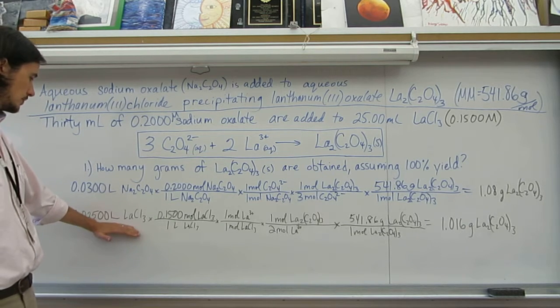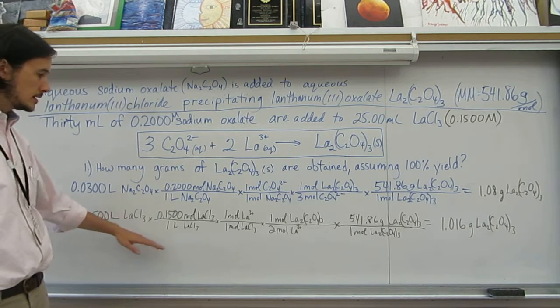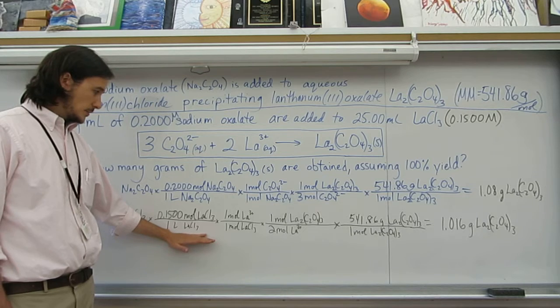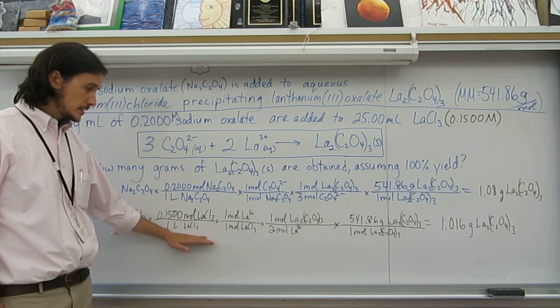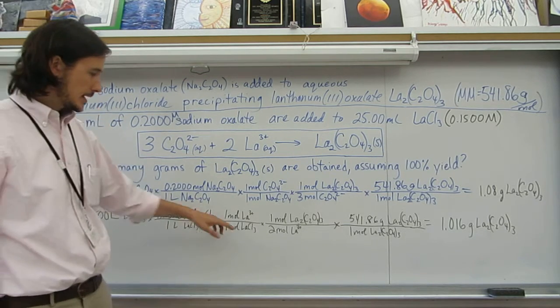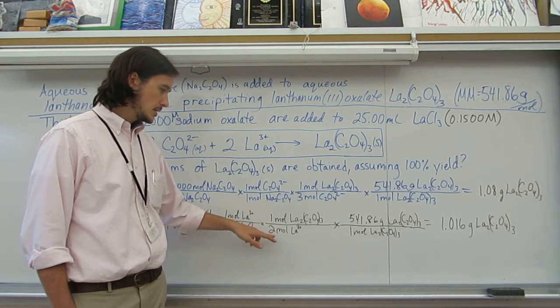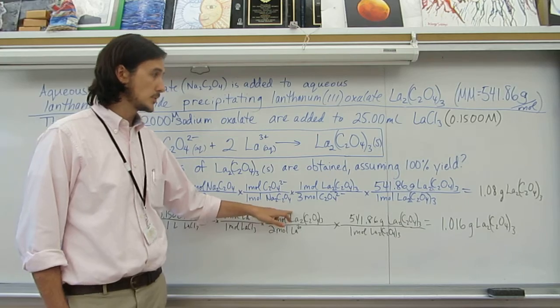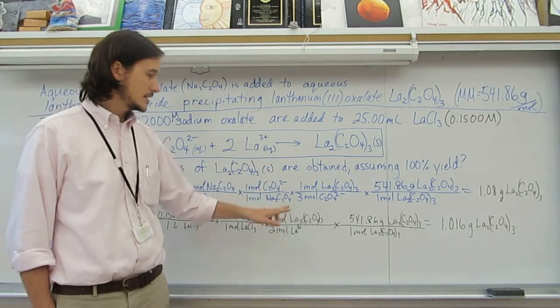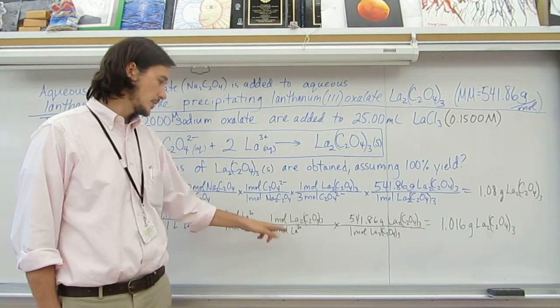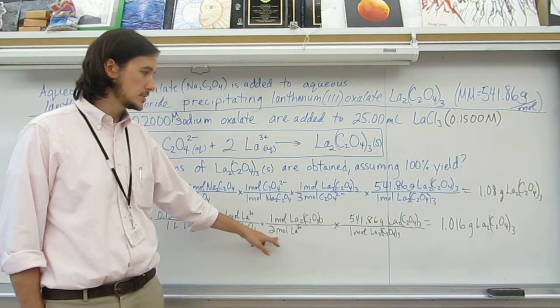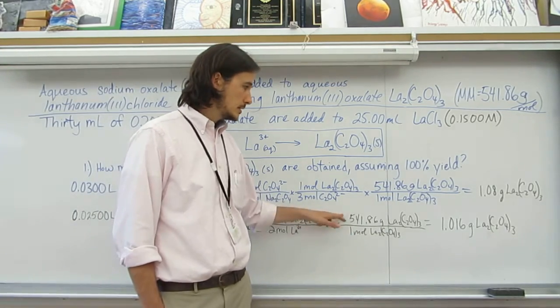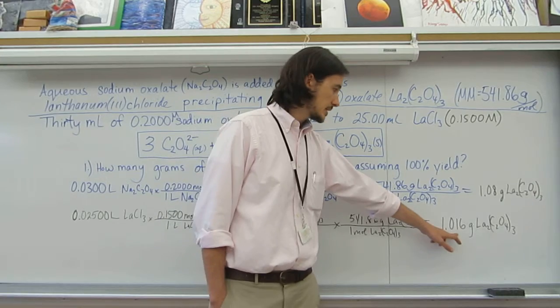So we write our volume of lanthanum(III) chloride. We use the molarity to convert to moles of lanthanum(III) chloride. Now we have moles of lanthanum(III), 2 moles of lanthanum(III) to 1 mole of lanthanum(III) oxalate. Again, that is the stoichiometry step. If you're using coefficients in the equation, it's stoichiometry. Now we've got 1 to 540. We end up with 1.016.